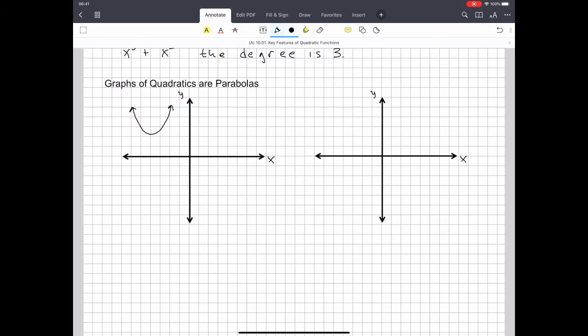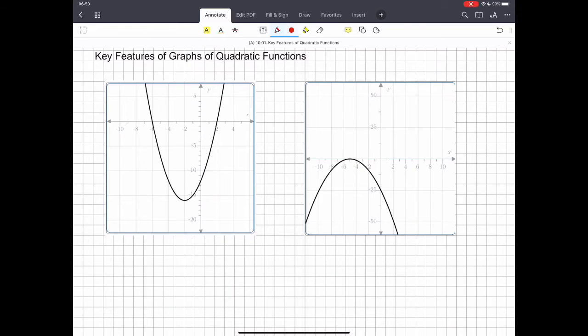We could have parabolas that are narrow. We can have parabolas that are wide. We can also have parabolas that instead of opening upwards, open downwards. So those would be the N-shaped parabolas. There's lots of different types of parabolas that we're going to be looking at over the coming days. We're now going to look at the key features in the graphs of quadratic functions and parabolas.